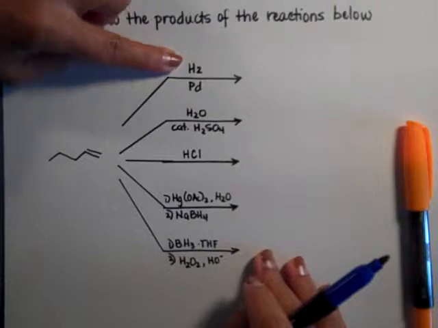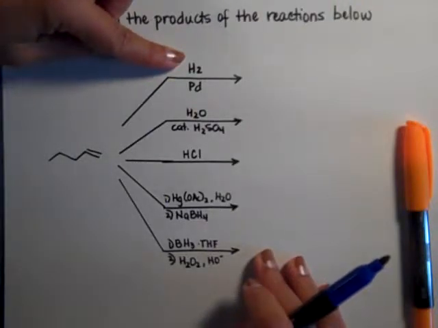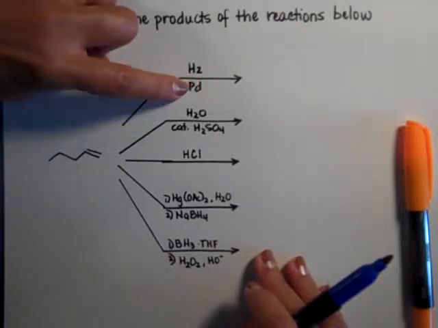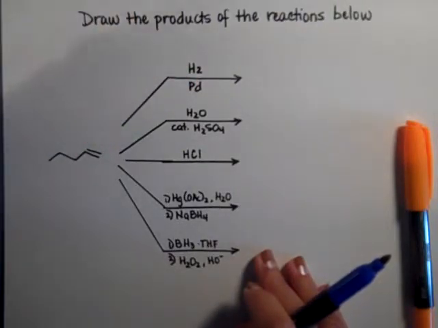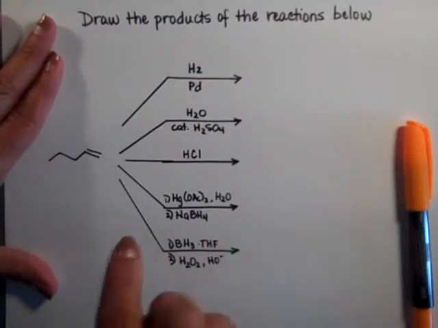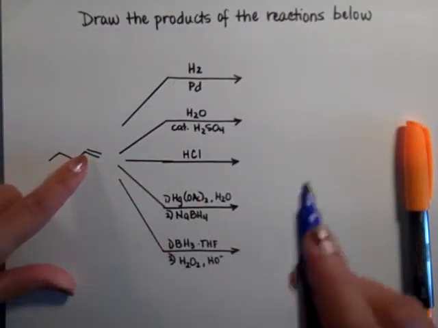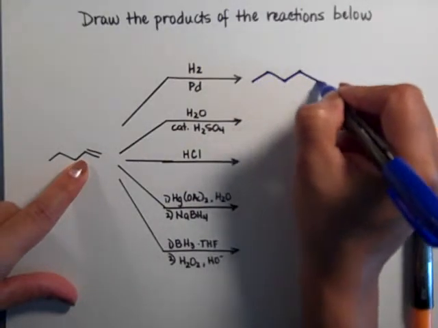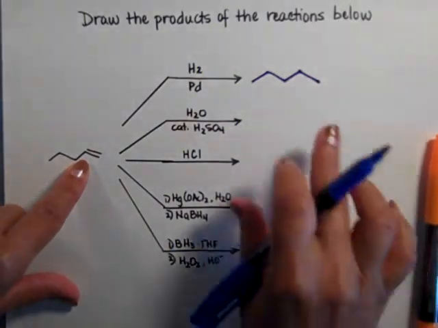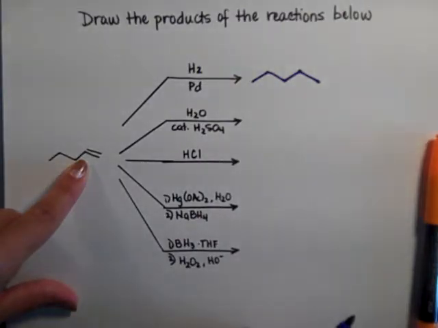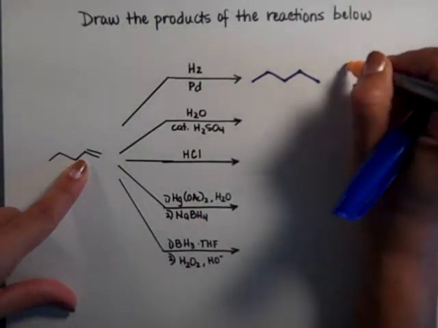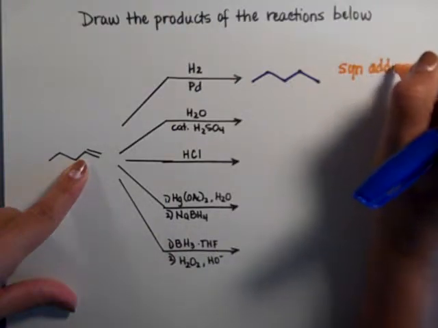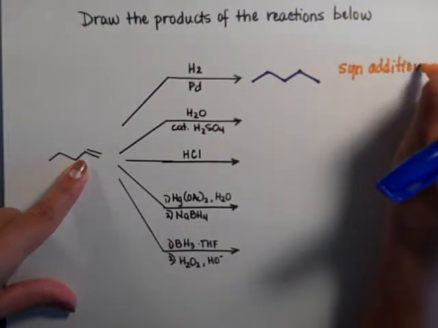The first one right here, this reaction is called a hydrogenation reaction, more specifically catalytic hydrogenation because we need the catalyst, palladium or platinum right here. But we're going to be adding hydrogens across the double bond, so the final product of this reaction will not have the double bond right here. It'll be just pentane. This is going to be a syn addition of hydrogens, so the hydrogens are going to be added to the same side of the double bond.